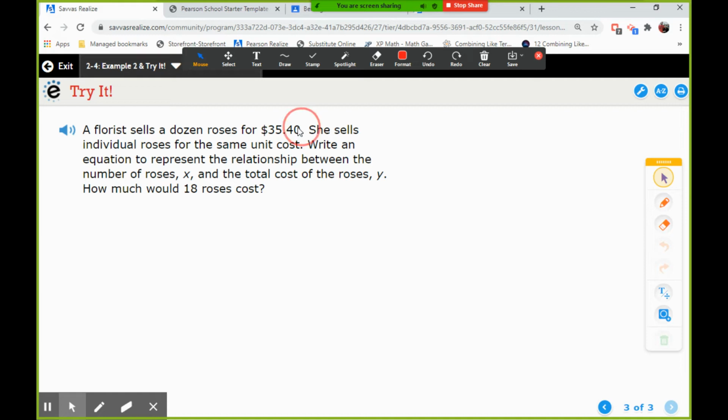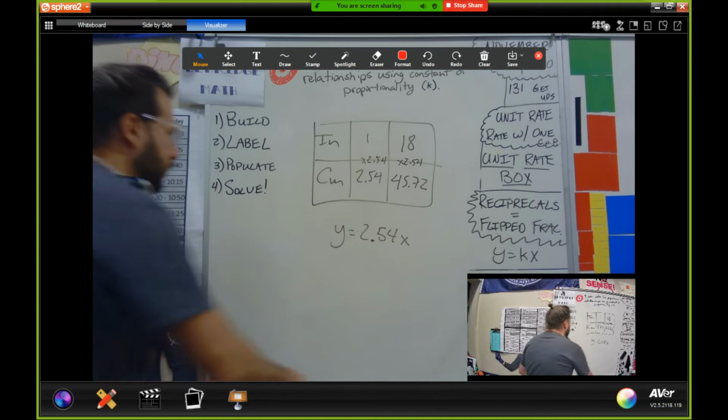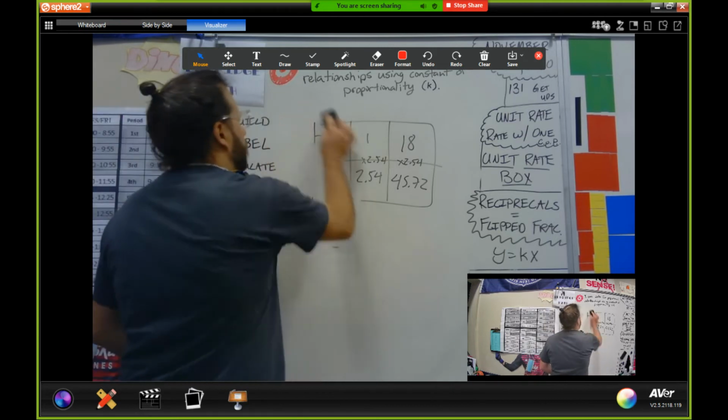So they're essentially asking you to take this information right here, a dozen roses for $35.40, and they're asking you to basically find a unit rate, aren't they? Okay, so we're going to find a unit rate.